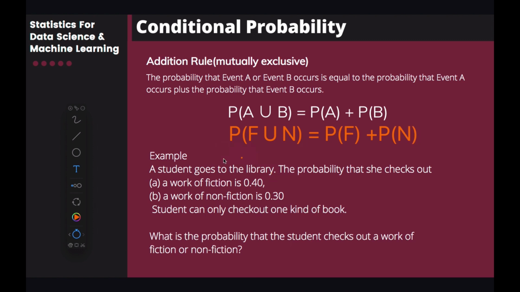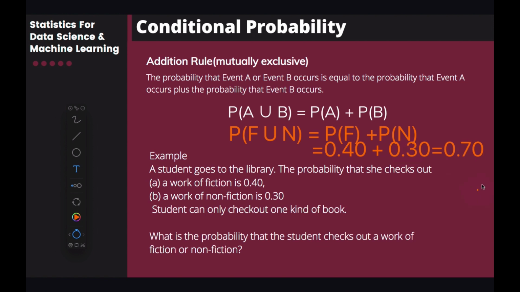So we have already seen this, so it's going to be like this: the probability of picking a fiction book is 0.40 over here, plus the probability of picking a non-fiction book, which is 0.30. So when you add the two together, that is what is going to give you your total. That is going to be 0.70.